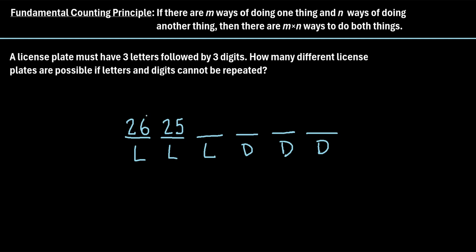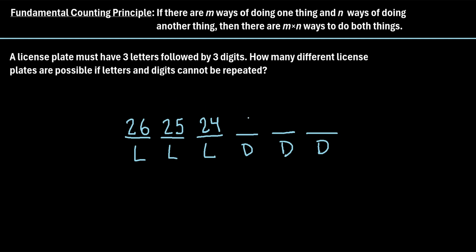And similarly, once you've chosen the letter for this position and this position, then for this next position, there are only 24 choices of letters that you can use because let's say you chose an A and a B, you're no longer allowed to choose A and B for this position. So there's only 24 choices left in the alphabet for you to choose.